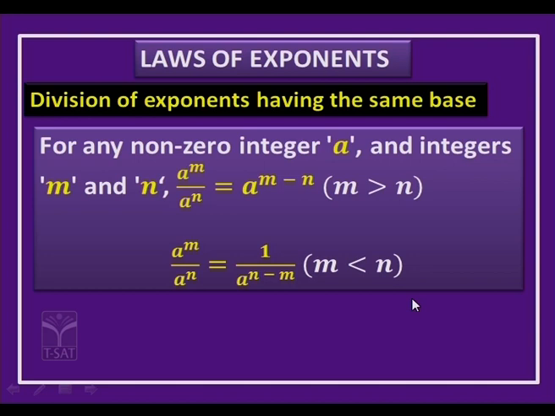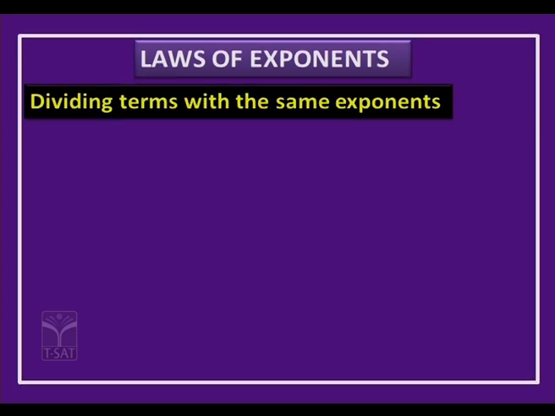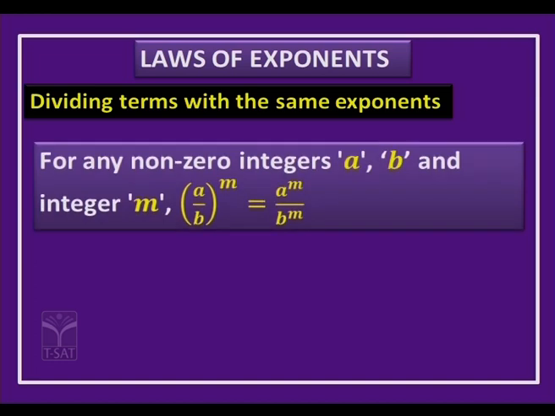Now, let us take an example for this. 4 to the power of 5 divided by 4 to the power of 3. Now, if you see here, m is 5, n is 3, that means m is greater than n. So, we are going to use the first one. So, we get the base 4 and the power should be subtracted, 5 minus 3, 4 to the power of 5 minus 3, so that gives 4 square. Okay, children. Let us move on to our next law, dividing terms with the same exponents. So, for any non-zero integers a, b and m is an integer, a by b whole power m is equal to a power m by b power m.